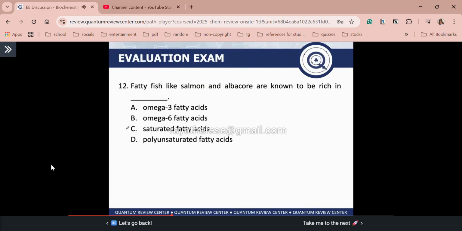Class, a tip here, if you know that polyunsaturated fatty acids can be divided into 2, omega-3 and omega-6, you can already eliminate letter D. Okay? Because, sir, what is the reason? It's vague, class. So you can pick omega-3 or omega-6. Also, sir, letter C is not the correct answer either.